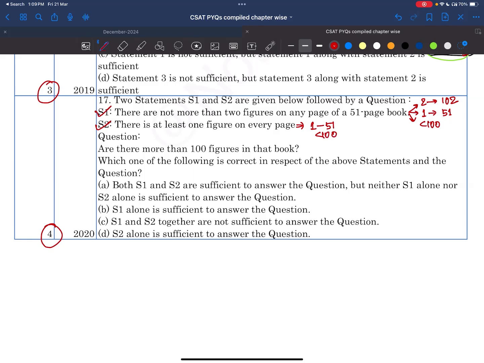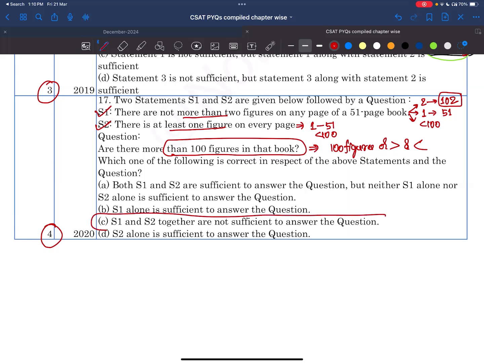The question: Are there more than 100 figures in that book? Now see, from statement 1 and statement 2, we cannot tell whether the pictures are greater than 100 or not. So definitely we can't say whether there are 100 figures, or greater or less than that. That means both the statements together are not sufficient to answer the question. The answer is C.